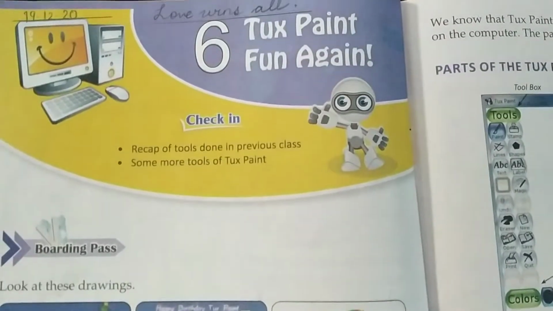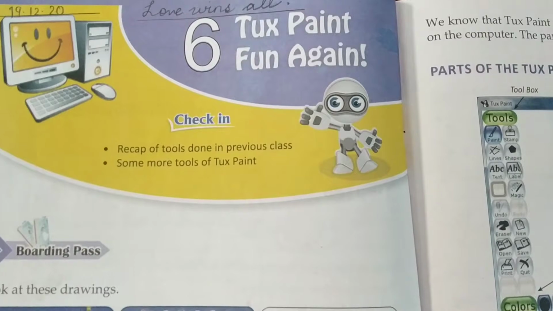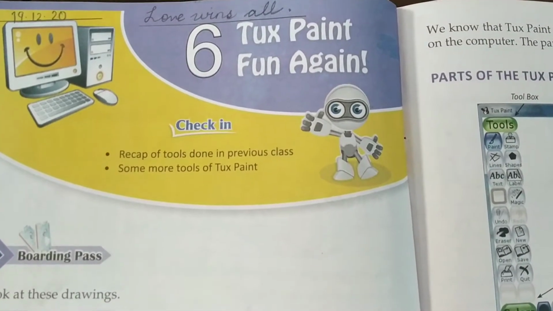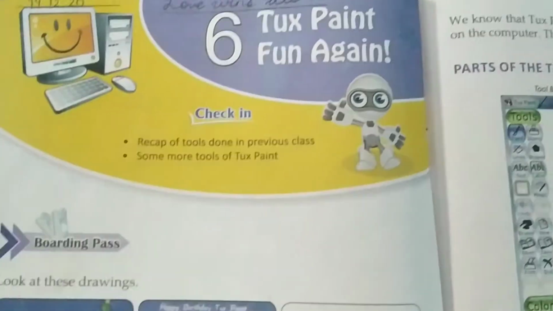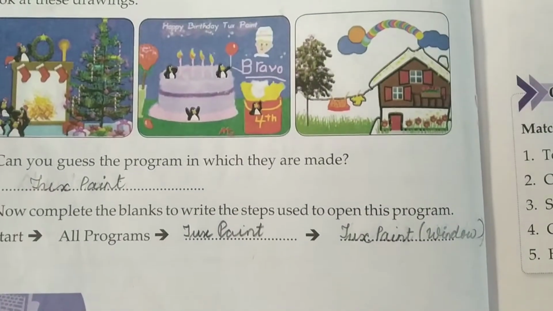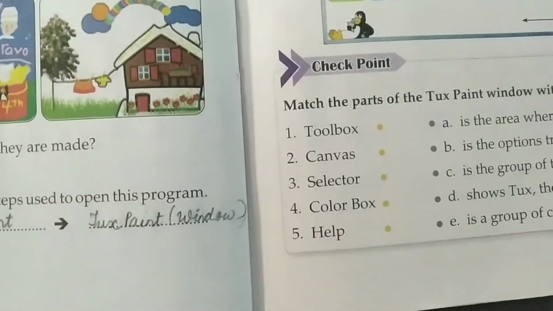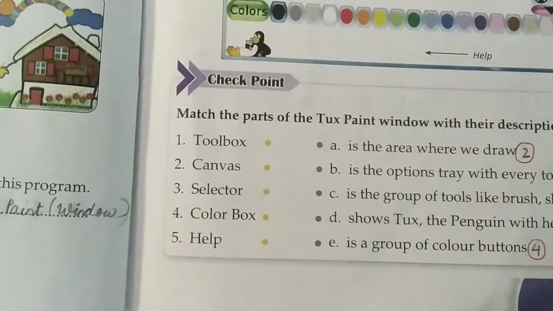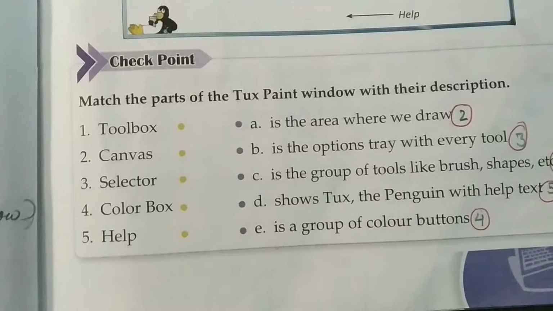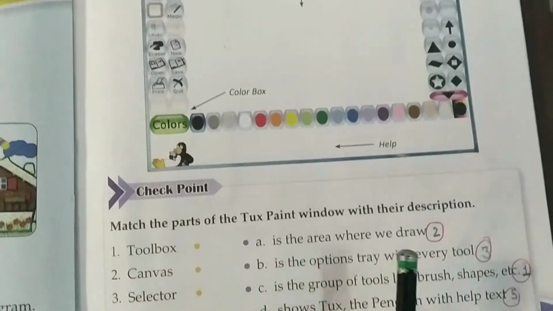Again I will tell you, beta, you have to write down the date and the quotation when the chapter is started. Okay. Write down the date and quotation. Then in the computer we have already done this exercise. Now come to this: match the parts of the TuxPaint window with their description.